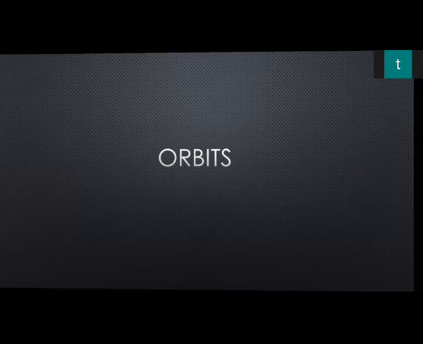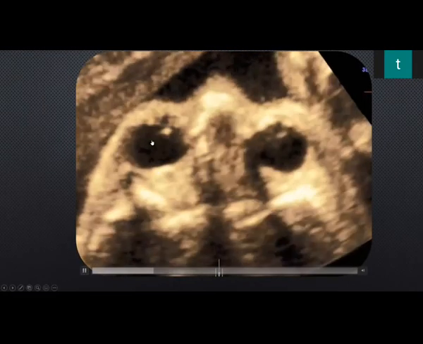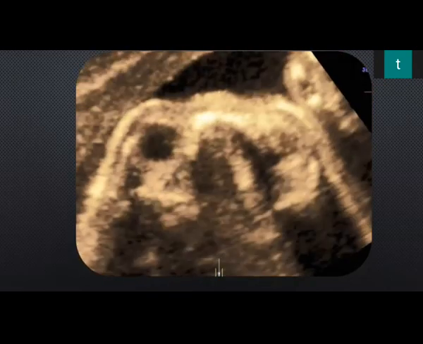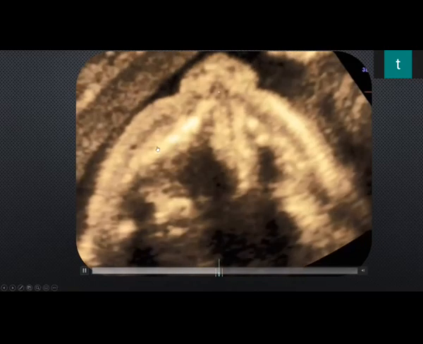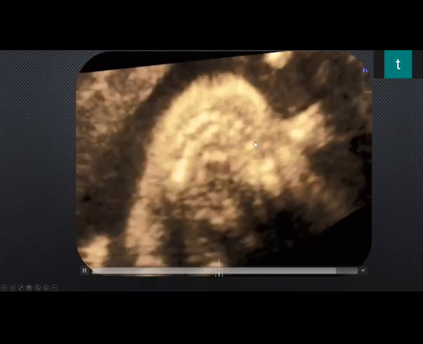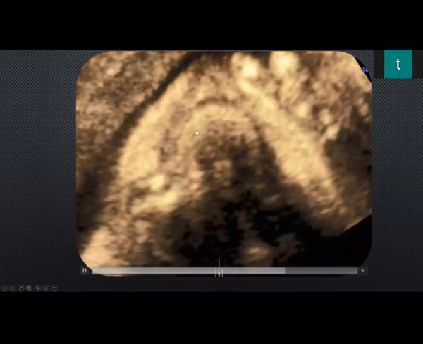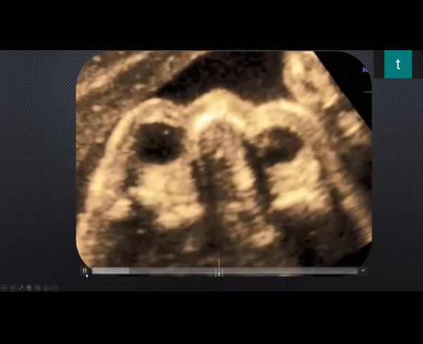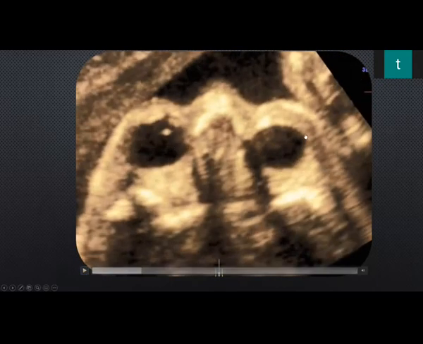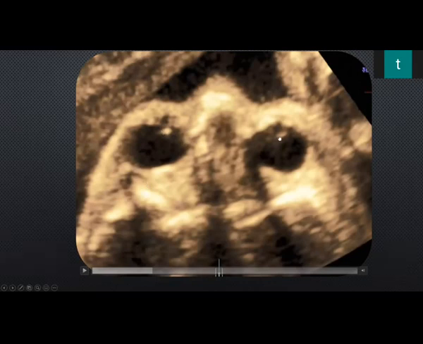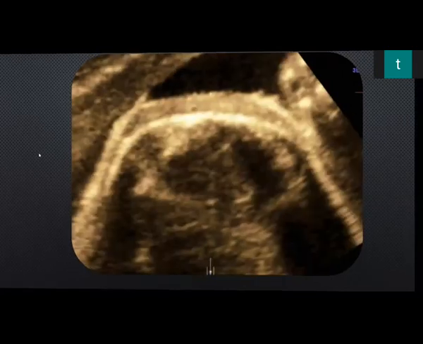Coming to the orbits. Orbits are evaluated best with an anterior axial sweep. You can see the orbits here. It's the same sweep that I used to tell you. Look for the intactness of the globes, the size of the globes, and the symmetry, that they are equal sized. Also look at the lens in both orbits in the anterior axial. You can use the coronal view also, but anterior axial is the best.